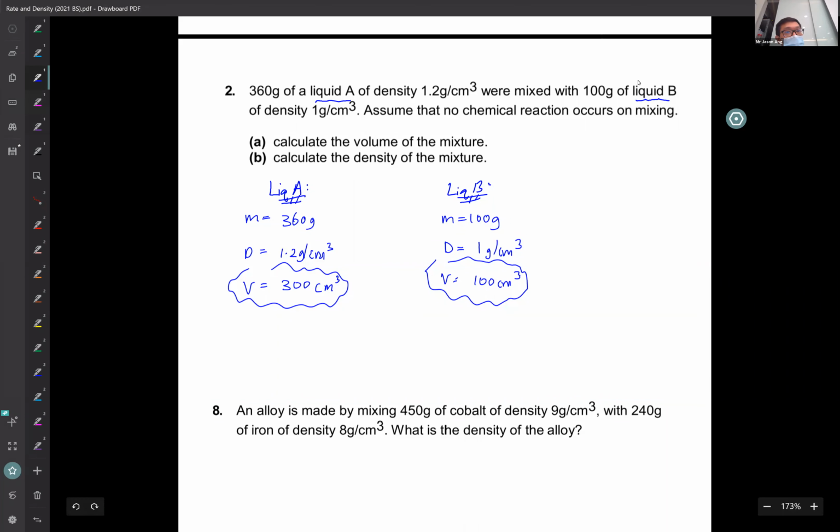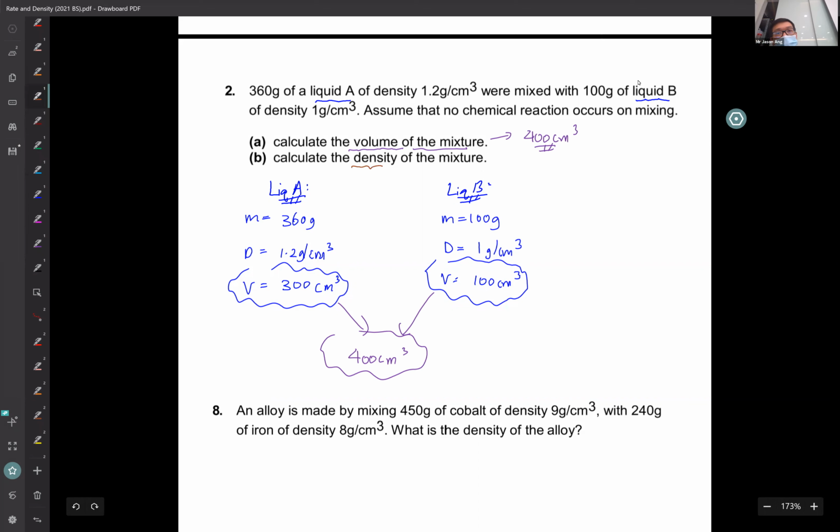Then when they ask you for the volume of the mixture, you're simply going to add them together to find that the volume of the mixture is 400 cm cube. Make sense to you? So this one I think is easy, 400 cm cube. My concern, however, is the next question.